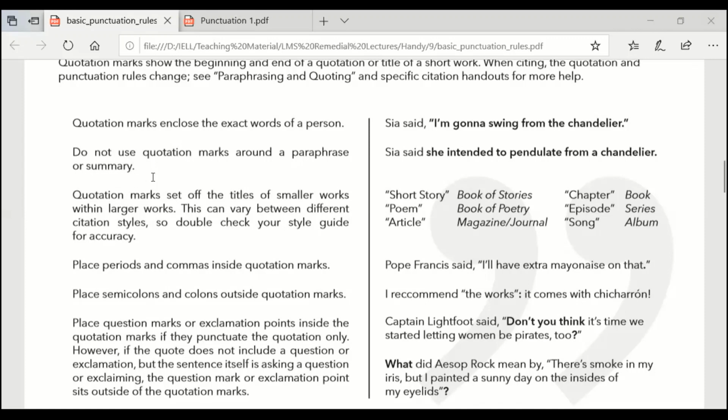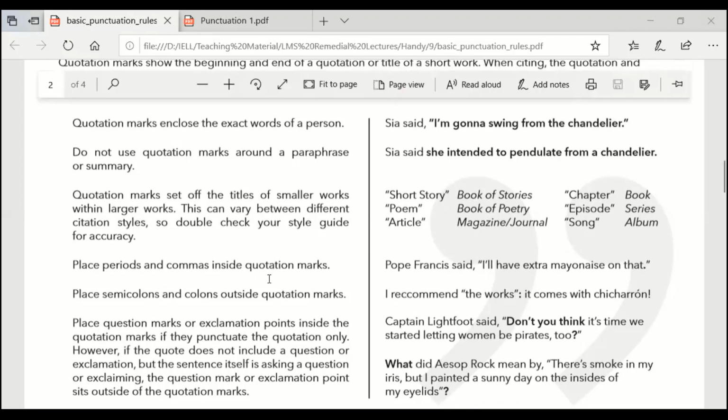Next, quotation marks set off the titles of smaller works within larger works. That can vary between different citation styles, so double check your style guide for accuracy. Okay, we don't need to worry about different citation styles right now. We're just talking about common academic writing. So when we are talking about titles or names, for example, the name of a short story, I would write that in inverted commas. If there's the name of a song or chapter, or particular names that we want to highlight in the writing, we would put them inside the quotation marks.